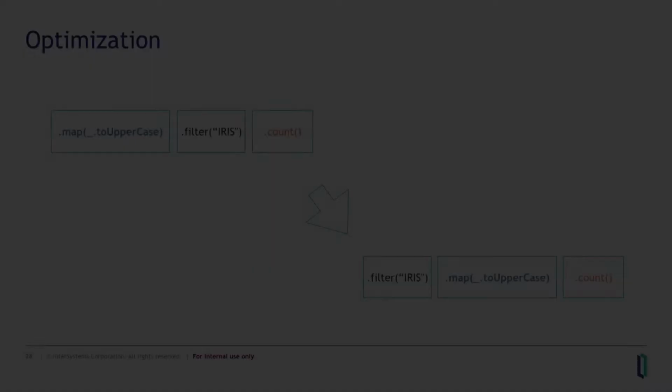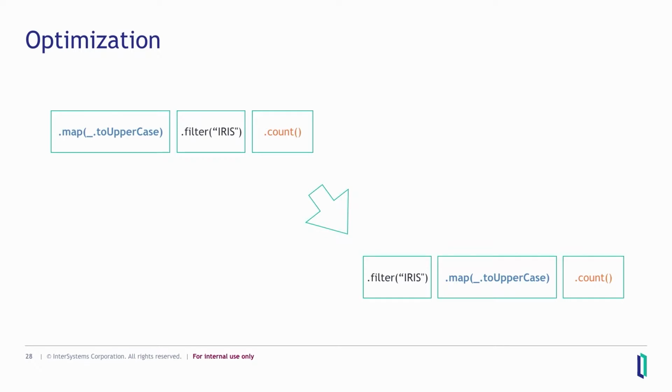And you don't even need to think about the order. Like, maybe it's more efficient to filter the lines that have IRIS first and then convert them to uppercase, right? Because I would be working on a subset of the data, uppercasing a subset of the data. You don't have to think about that. Spark is smart enough to understand that it must invert that and do the filter first and the mapping later.